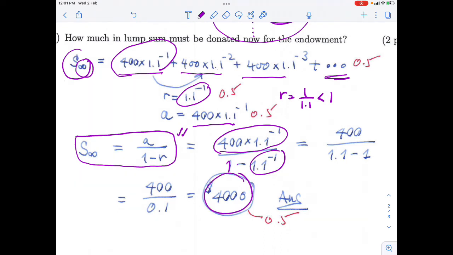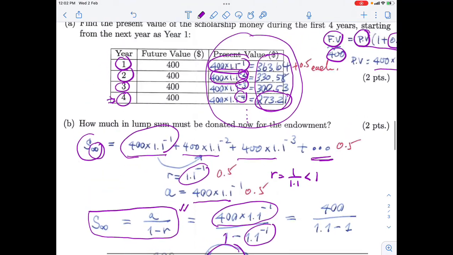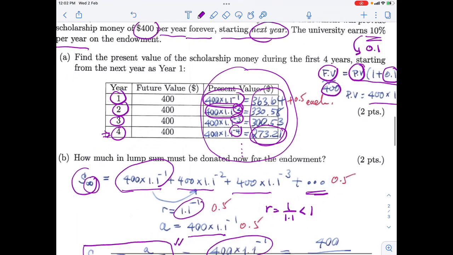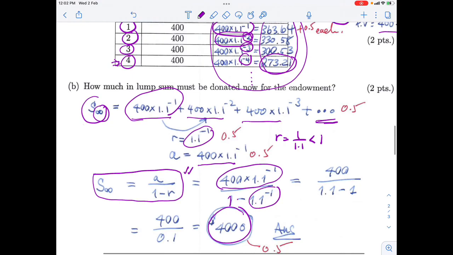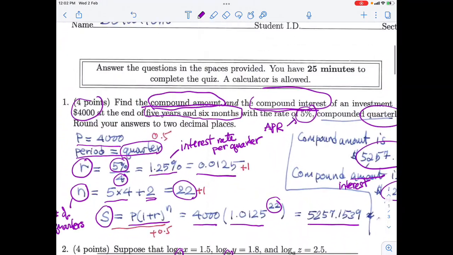So you need 4,000 US dollars now to be able to pay out $400 per year, starting next year forever. Okay, so this is gonna be worth another 2 points. The first part, that's 2 points. So 4 points total. And at the end, if you add everything, you get 12 points.